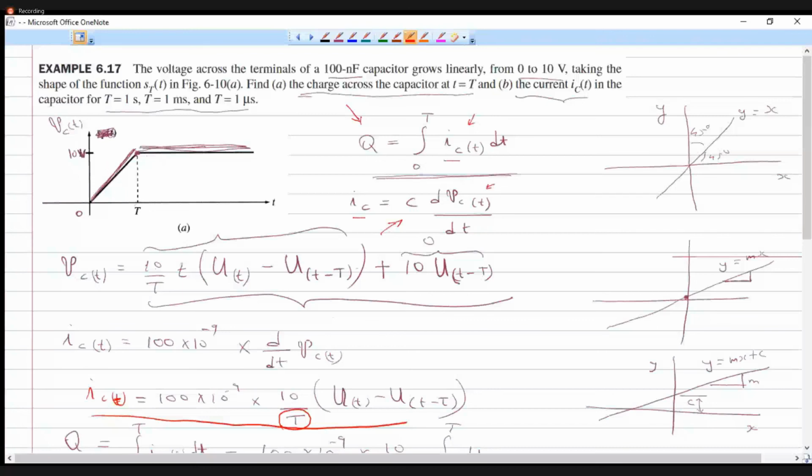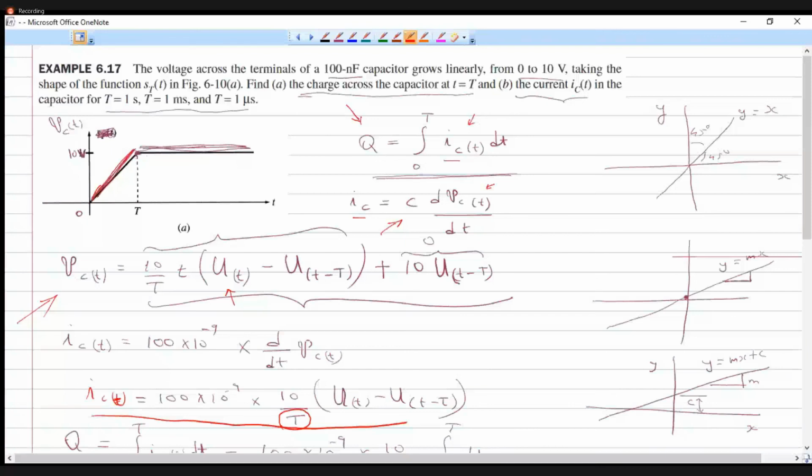One method of representing the voltage is what we have written here. We have a positive slope like this, and the slope of this line is 10 by T into t. That is happening only up to capital T, so you have to multiply it with u(t) and subtract u(t minus T). We have shifted the unit function by an amount equal to capital T and subtracted it, so we will get only this region.